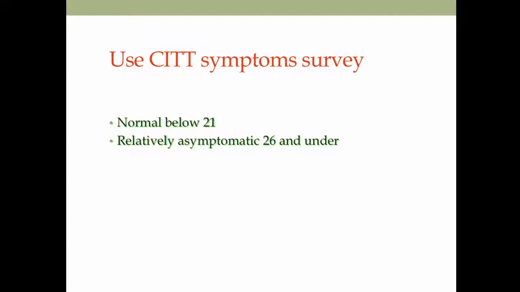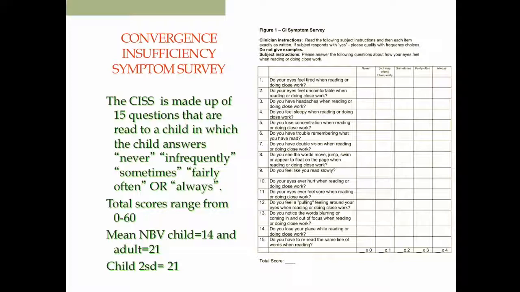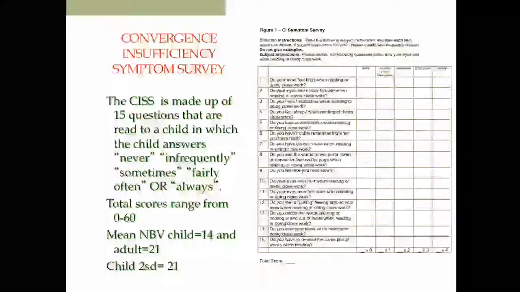Ten, 15 years ago, the convergence insufficiency clinical trial was done, and it evaluated binocular accommodative problems, and they developed a symptom survey that's really, really good. It doesn't pick up everything, but it's very, very good. And it has the normal number on it from a score standpoint. Anything over 21 causes symptoms. This is the convergence insufficiency symptom survey. It's made up of 15 questions. The child or adult answers it never, infrequently, sometimes, fairly often, or always. Score it up. You score up each one of the columns, and score up the total numbers. Highest is 60. The mean for your child is around 14. Adults are a little bit higher. 21 seems to be a very good cutoff of being comfortable or not.